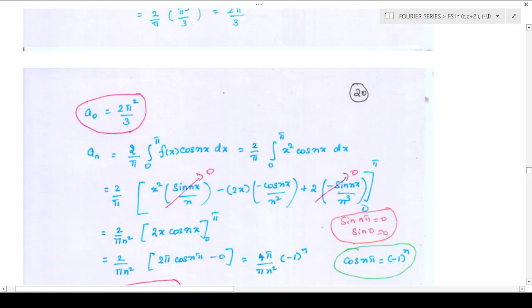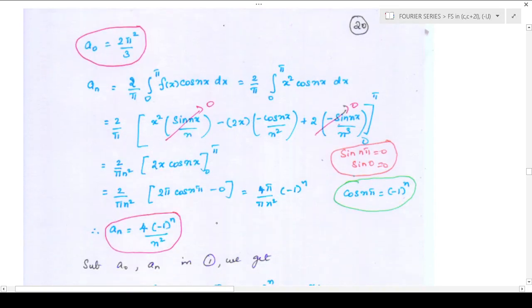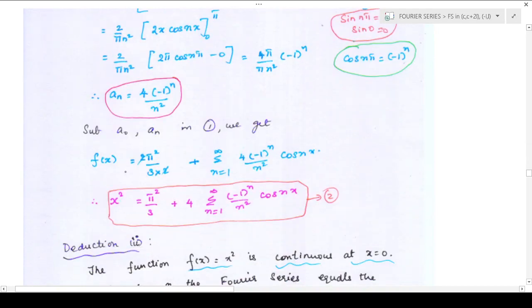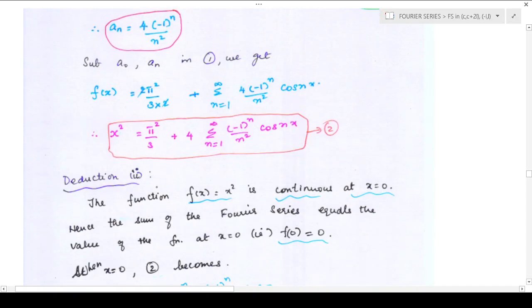Similarly, this we have already done in the first part, first question there, in 0 to 2 pi. Similarly, you have integrated and you are getting this. Substituting a naught and an in equation 1, you get the required Fourier series for x square. Now, I have done deduction part 2 first.